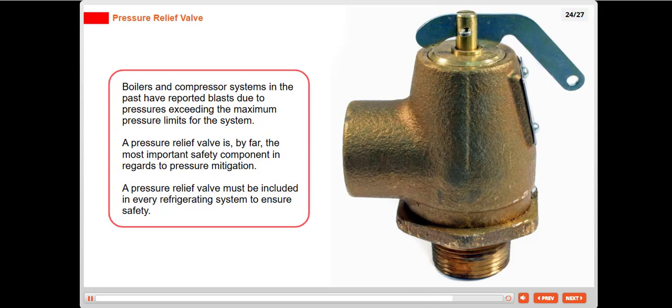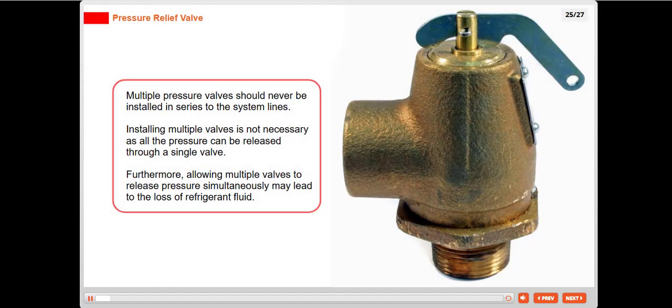Multiple pressure valves should never be installed in series to the system lines. Installing multiple valves is not necessary as all the pressure can be released through a single valve. Furthermore, allowing multiple valves to release pressure simultaneously may lead to the loss of refrigerant fluid.